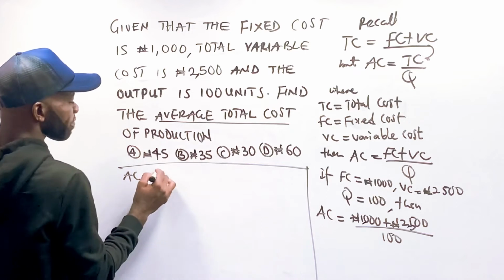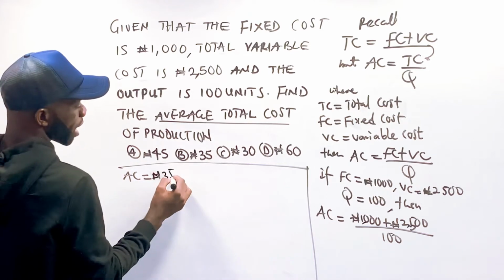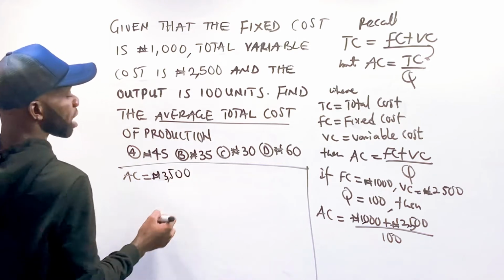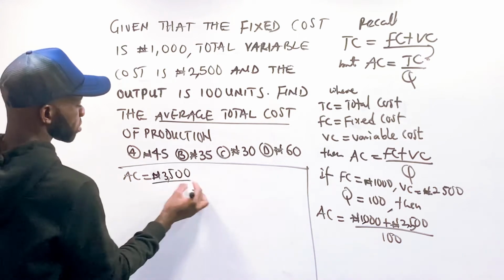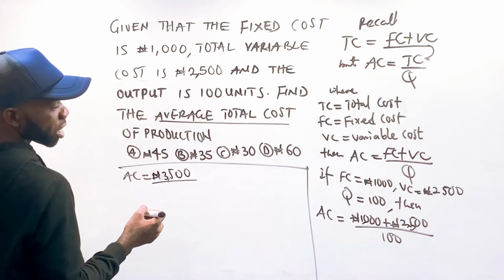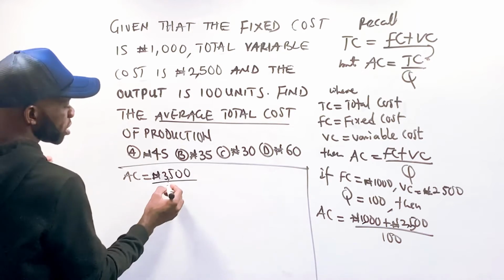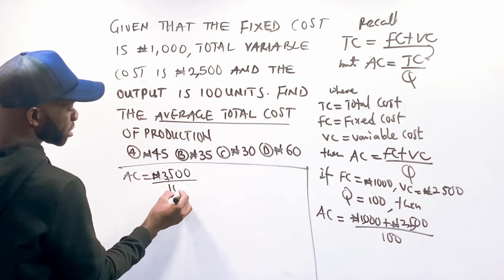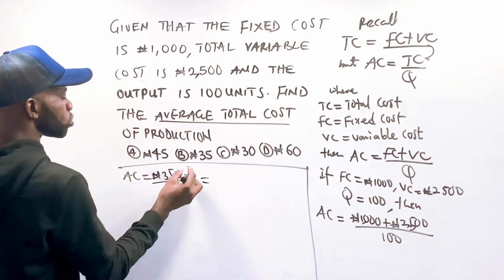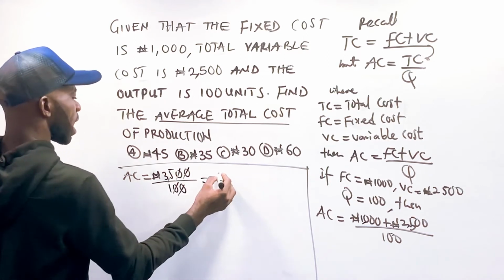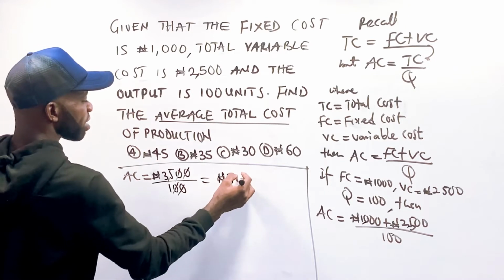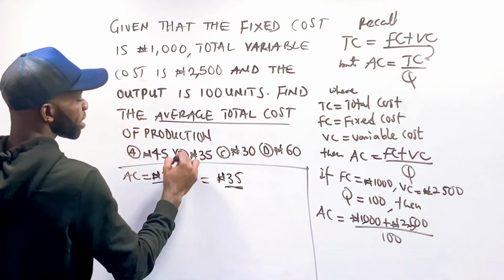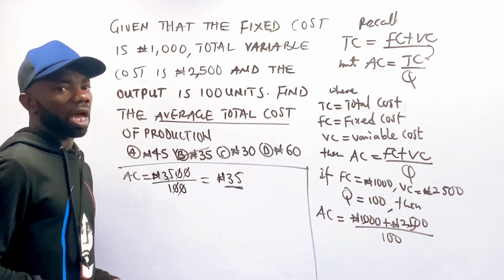Let's maintain the naira for those writing prospective university exams or O-level exams. Please, you must maintain the naira sign or the value of the currency represented in the question. Over 100, the two zeros will disappear and then we'll have 35 naira. 35 naira means that option B is our correct answer.